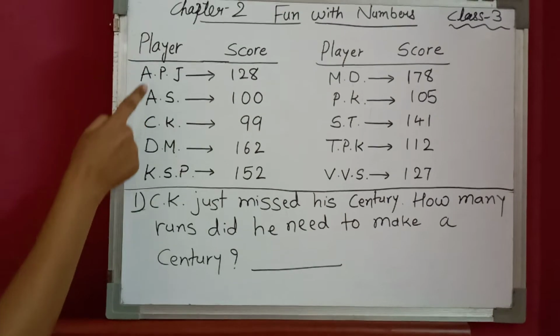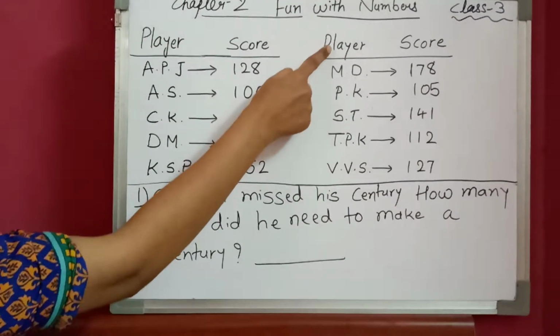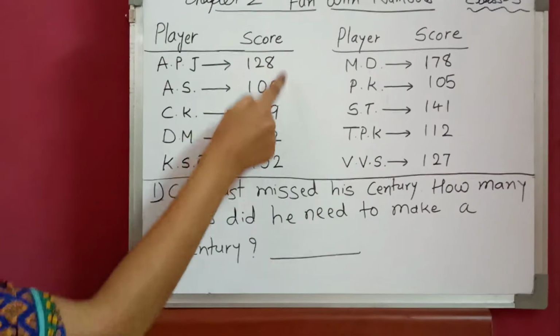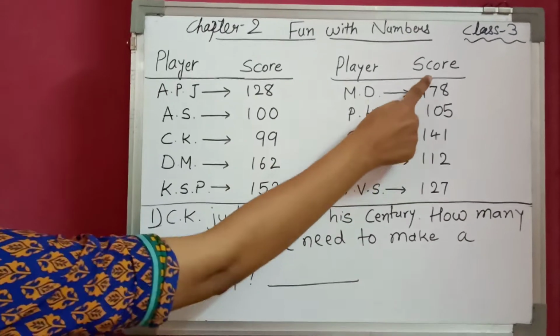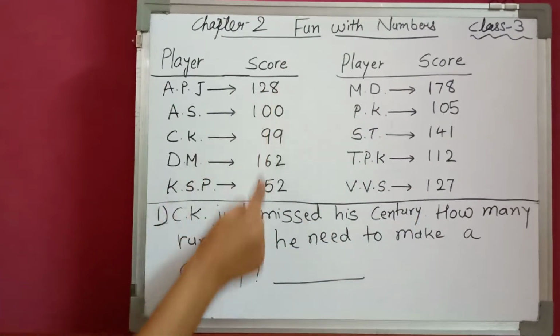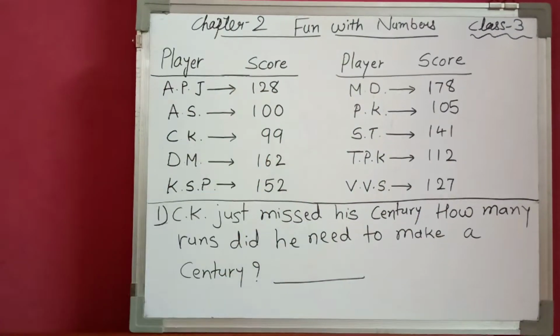This column shows the name of the players. This also shows the name of the players. Here are showing the scores. Here also. Score means runs which they have made in the World Cup.